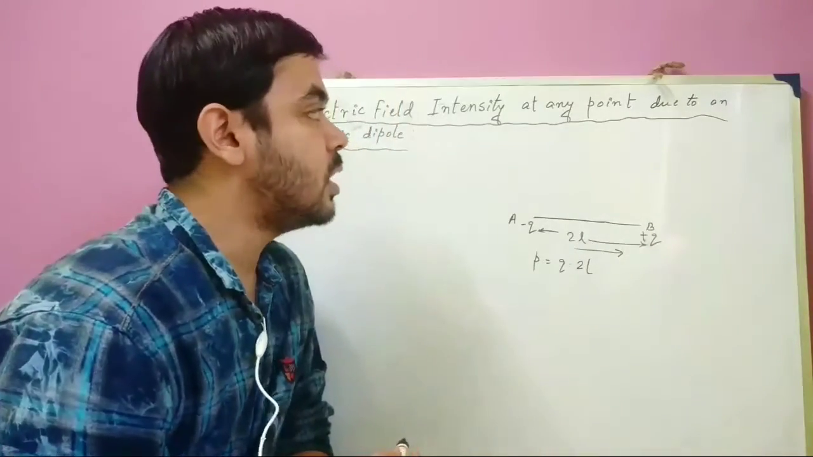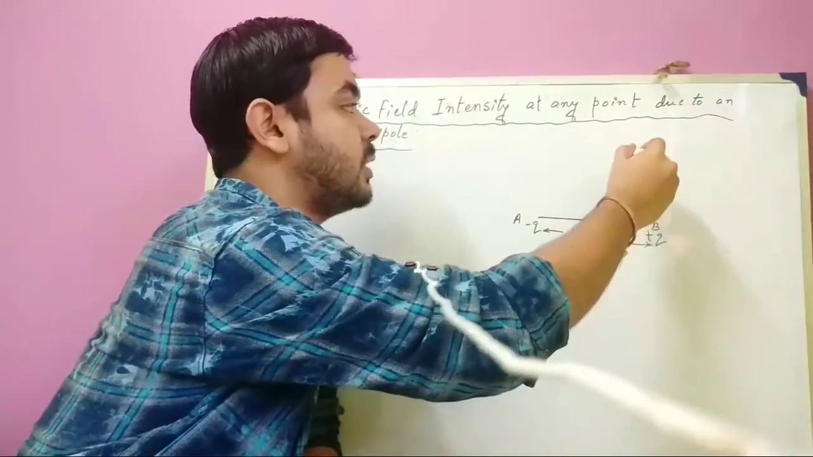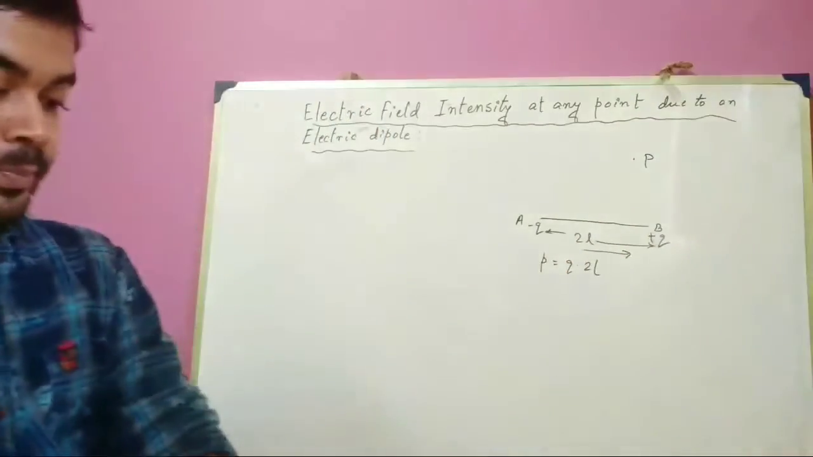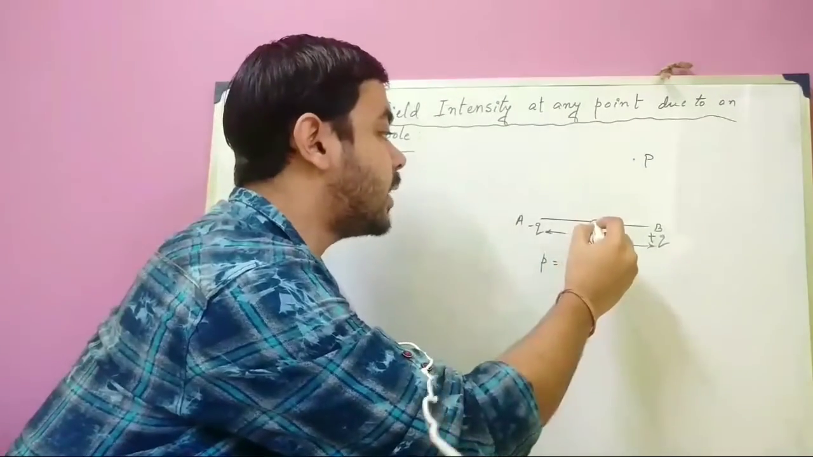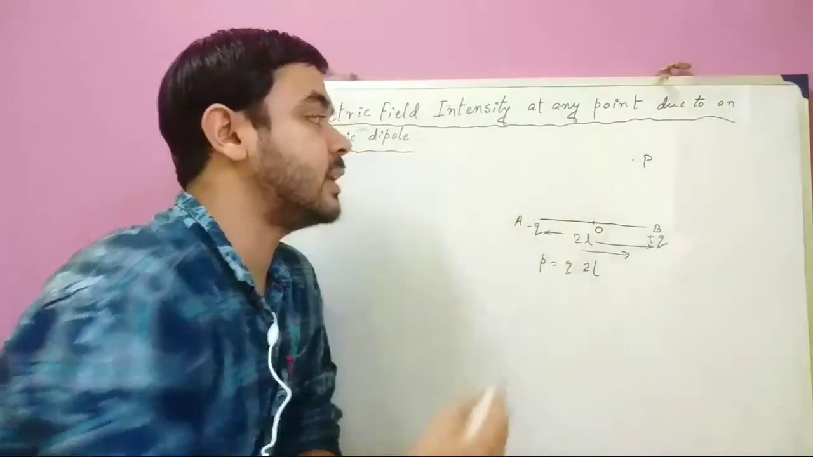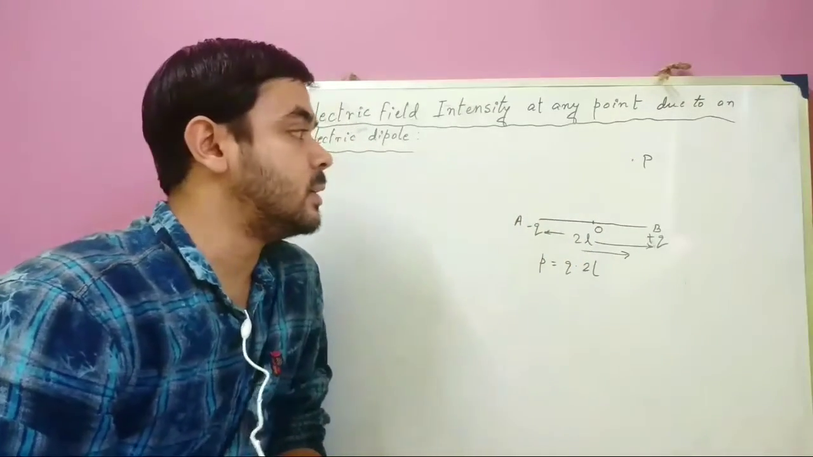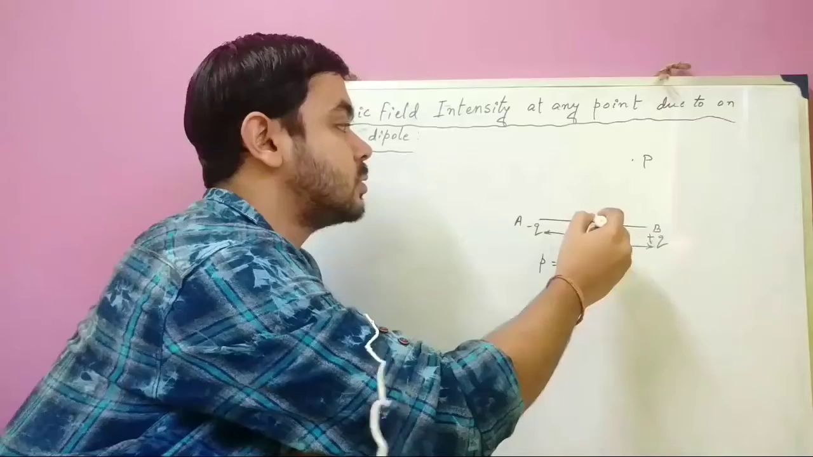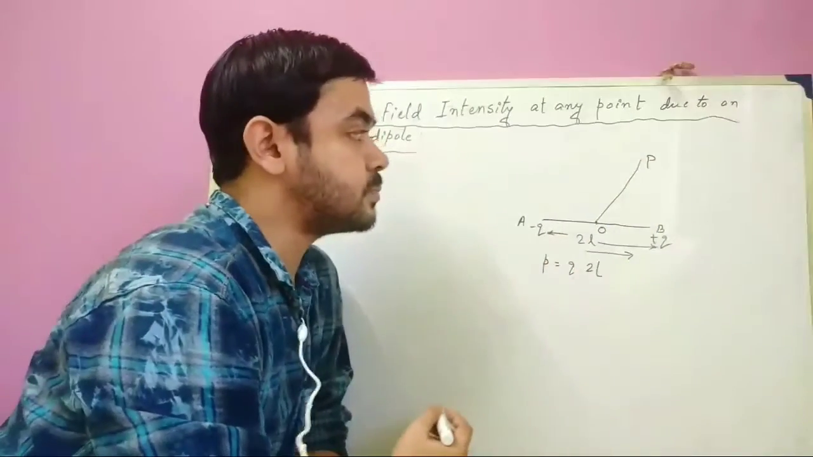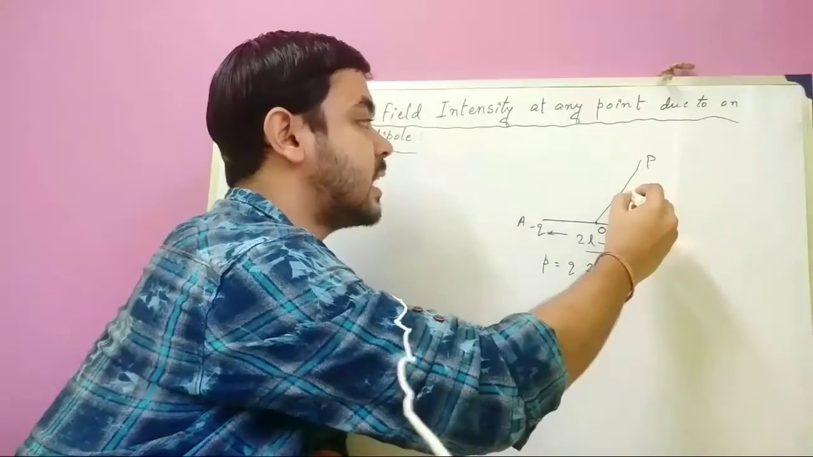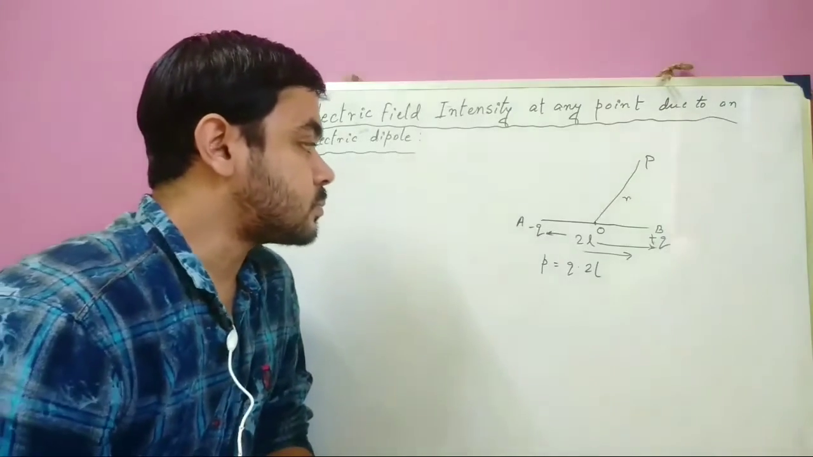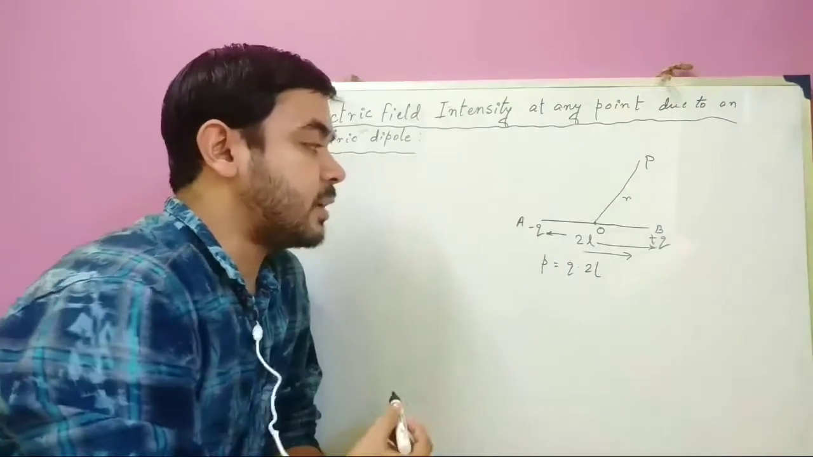Now we have to evaluate the electric field intensity at this point P. Suppose this is point P. O is the midpoint of this electric dipole, and we have to evaluate the electric field intensity at point P. We have joined OP. Suppose this distance is R, OP is equal to R.